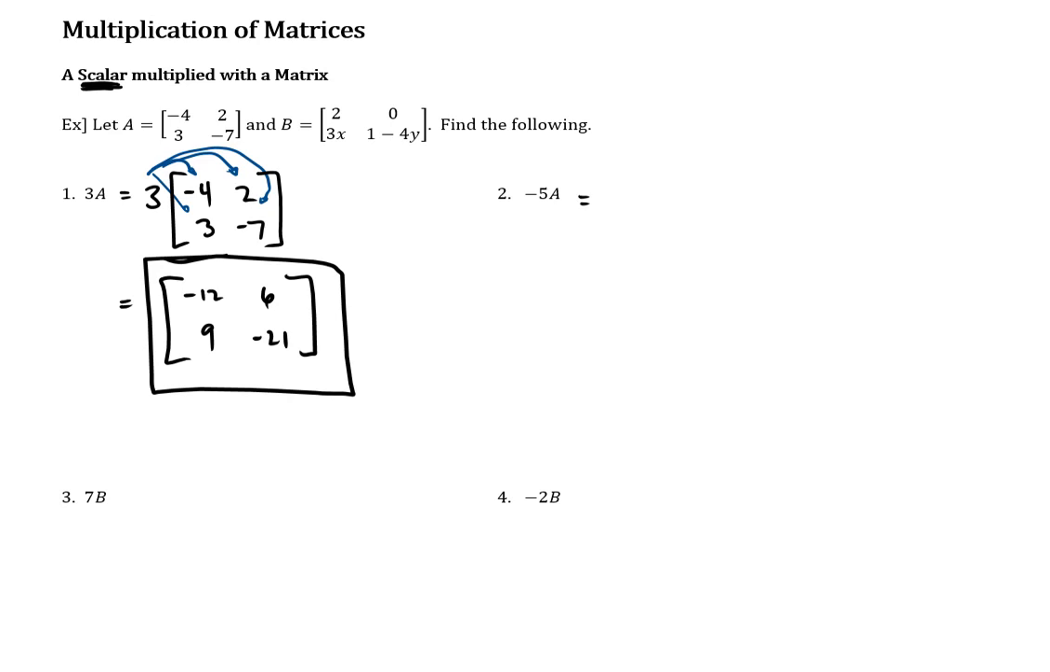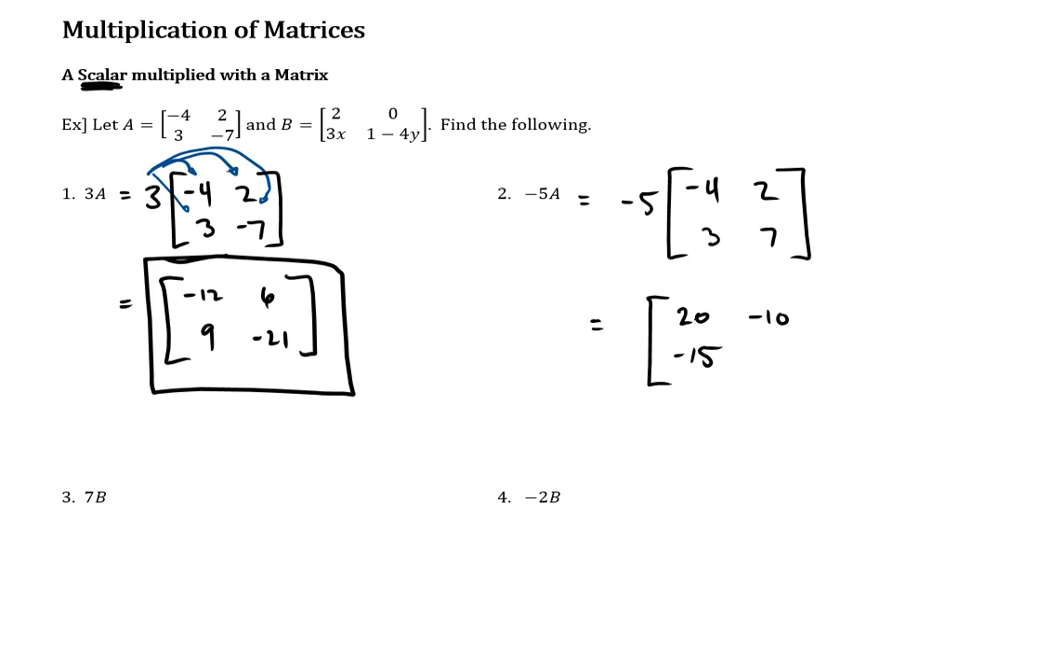So for number 2, it also has A involved, so just rewrite it real quick first. So there's negative 5, and then go ahead and rewrite your A down. From here, I'm not going to draw the arrows because it's a little messy, but I need to multiply all of these by negative 5. So just be careful with the sign. Negative 5 times negative 4 is 20. Negative 5 times 2 would be negative 10. Negative 5 times positive 3 is negative 15.